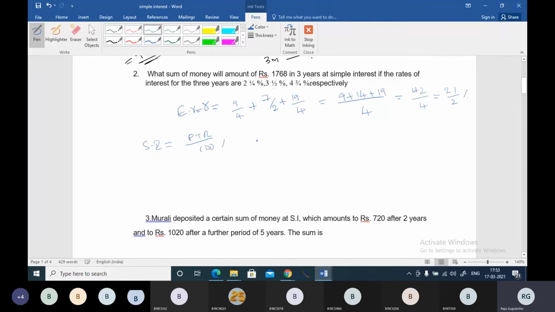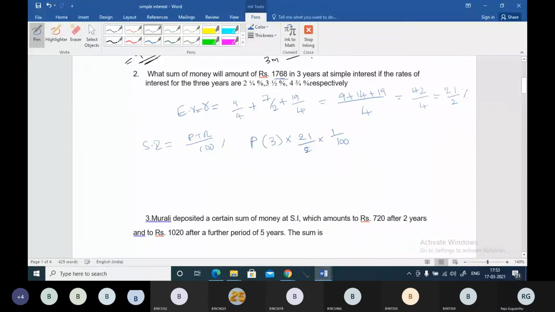Let us assume P is the principal here, and time is given as 3 years, and the rate I know is 21 by 2 into 1 by 100, because percentage means 1 by 100, right? What sum of money will amount to? Acha, this is the amount that was given.